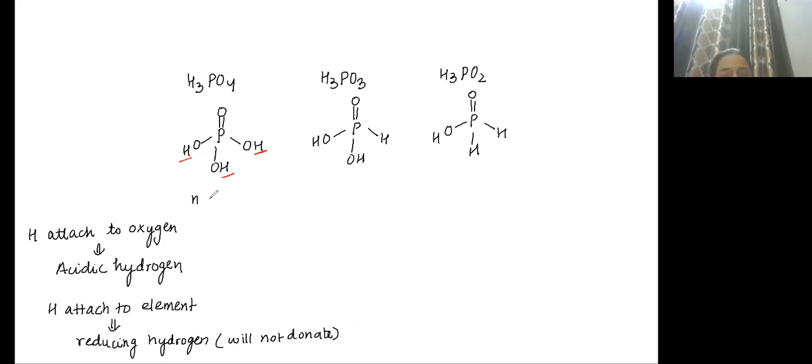So what is N factor of H3PO4? N factor is 3. Now tell me in H3PO3, how many hydrogens are connected to oxygen? Only 2 hydrogens are connected to oxygen. So N factor will be 2.